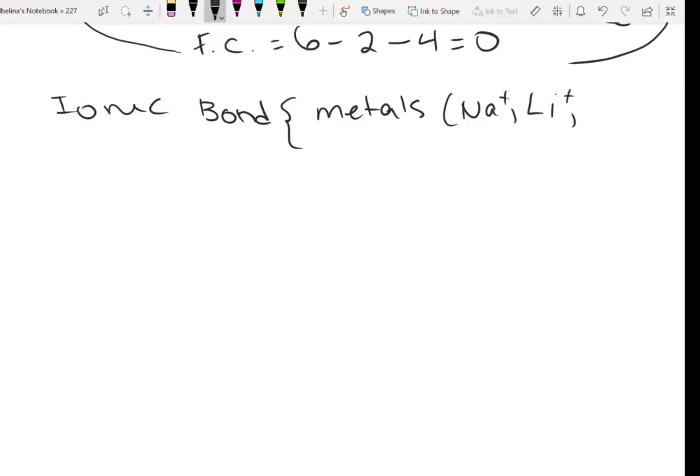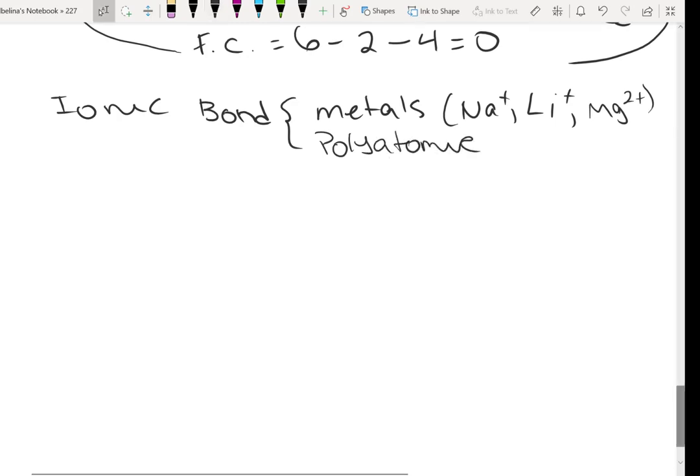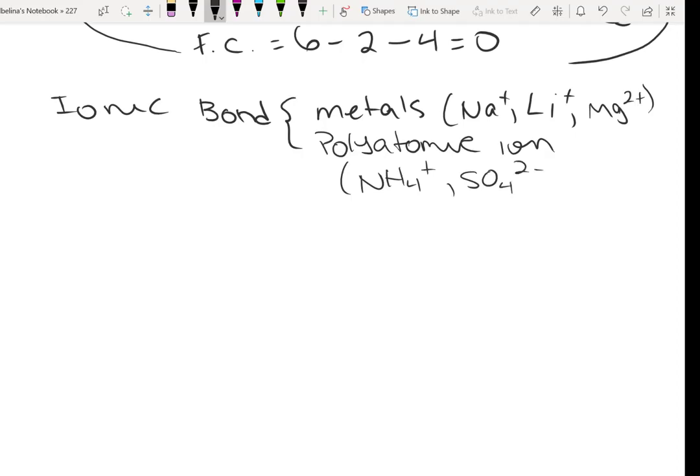Okay, so when you have a metal like sodium, lithium, potassium, magnesium, or when you have a polyatomic ion, like ammonium or sulfate. Okay, so let's start with sodium hydroxide. It's not an organic molecule because you don't have any carbon in there. It's an ionic compound because you have a metal and a polyatomic ion. You just need one priority or one category to be met.